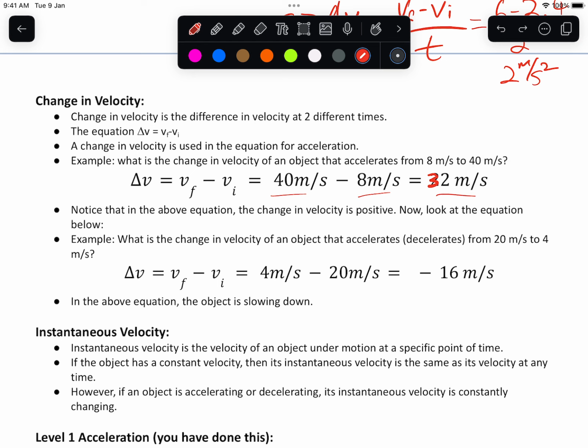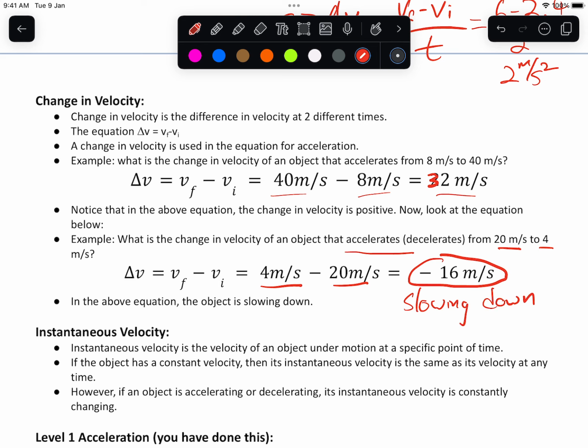Now let's look at a different example. What is the change in velocity of an object that decelerates from 20 meters per second to 4 meters per second? Well, my velocity final was 4, my velocity initial was 20, so that gives me negative 16 meters per second. That means I'm slowing down.